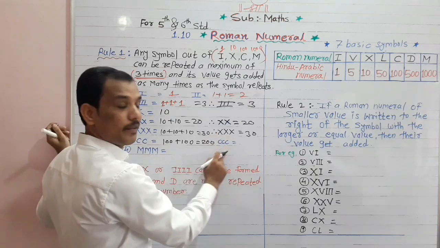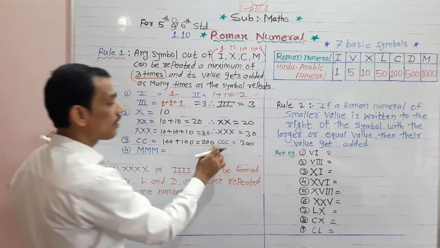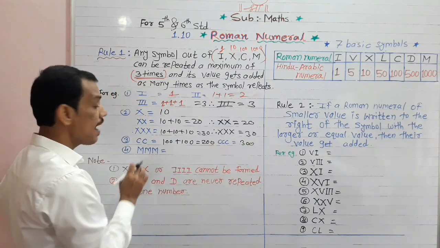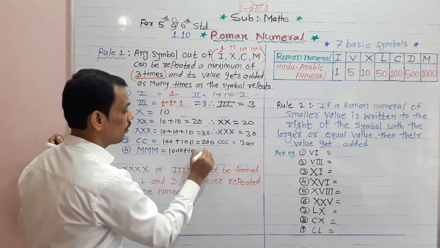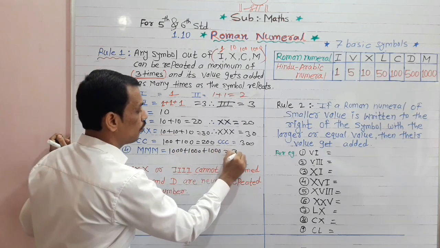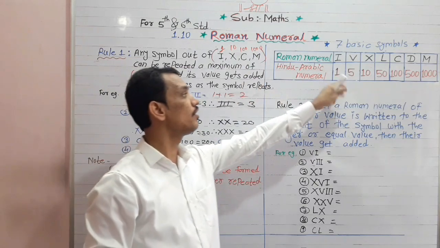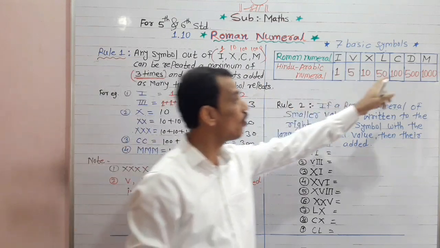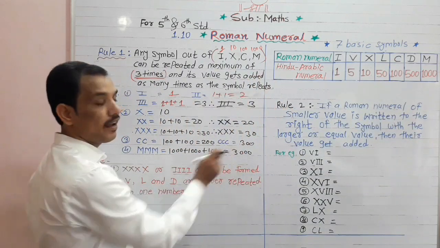And now triple C, it means 300. For triple C, 300, and triple M it means 1000 plus 1000 plus 1000 is equal to 3000. If you have not understood, please go through this chart, and these are the 7 basic symbols. M stands for 1000. That's why triple M comes here. That's why I am writing here 3000.